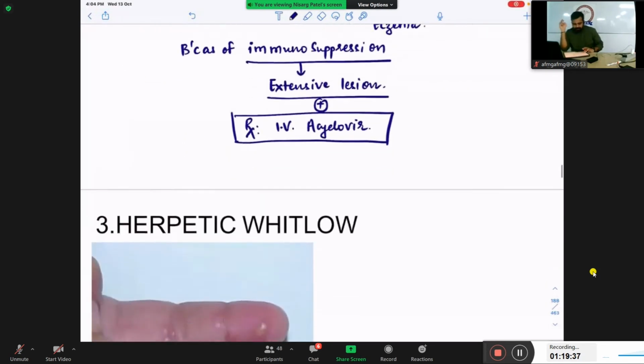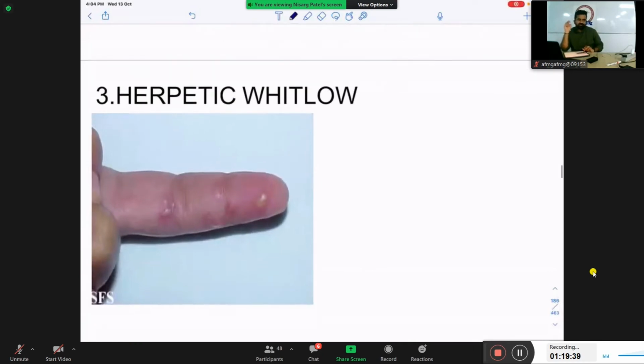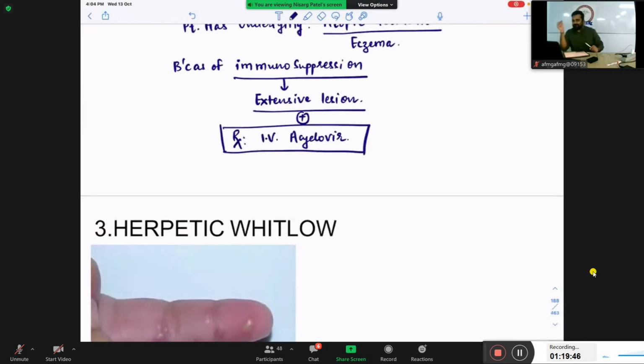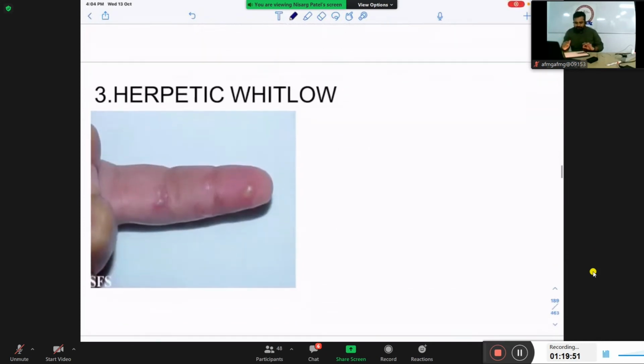Okay. Third, this image-based question was asked. The history was given that this patient developed painful vesicles on his fingertips. These lesions are extremely painful. So if they give you a finger involved with vesicles, this is known as herpetic whitlow. And as I told you, remember, it is caused by HSV1. So this is just an image-based question. It is seen in healthcare workers.